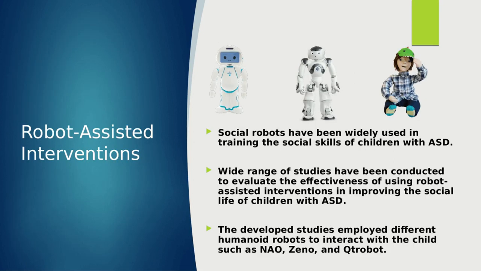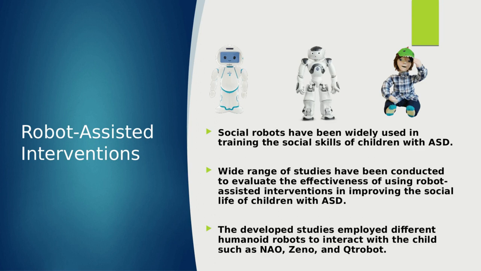Robot-assisted interventions. So children with ASD feel more comfortable around robots than humans. So social robots have proven to be beneficial for this group because they offer consistent interaction, and this is precisely the sort of interaction that children with ASD prefer.